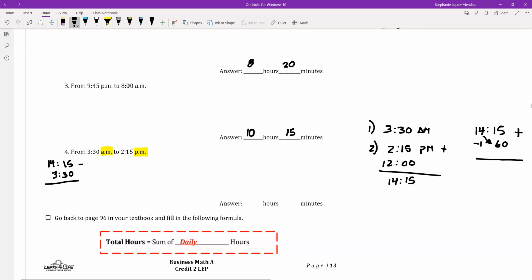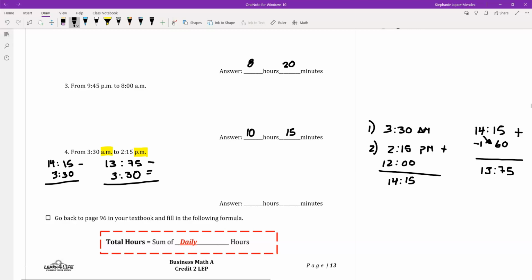Subtracting 1 from the hours. So now I have 14 minus 1, 13. And then I have 60 plus 15, that is 75. Now if I rewrite 14 hours and 15 minutes into 13 hours and 75 minutes, then I subtract 3 hours and 30 minutes. We double check again. 13 is greater than 3. Yes. And then 75 is not greater than 30.